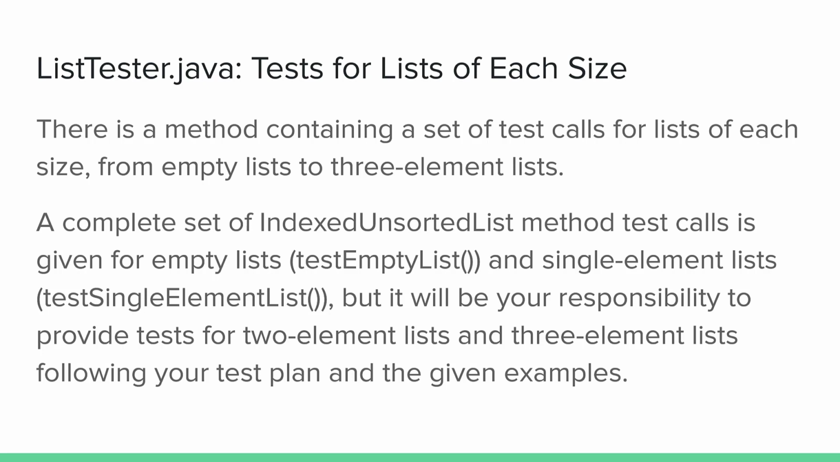Now I've given as examples a complete set of tests for all of the methods out of indexed unsorted list, a complete set of tests for empty lists and single element lists. So those are given as examples. You won't have to write any tests in the test empty list method or the test single element list method. You're going to follow, however, the example that I've given and build up the set of tests for two element and three element lists. So those are not yet complete. There are method stubs in place, but they don't have any actual tests in them yet. So that's going to be your responsibility.